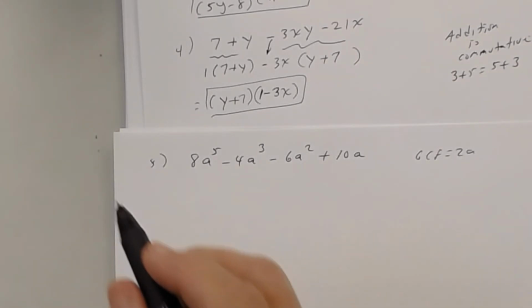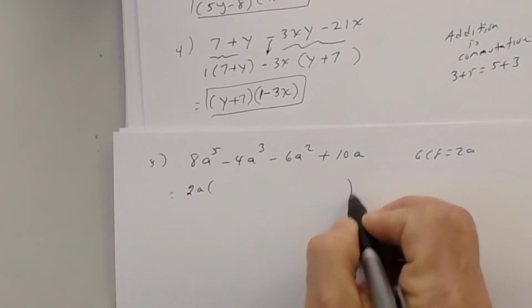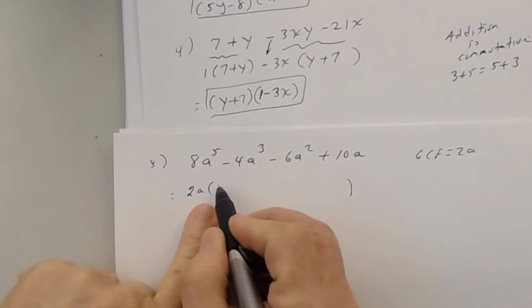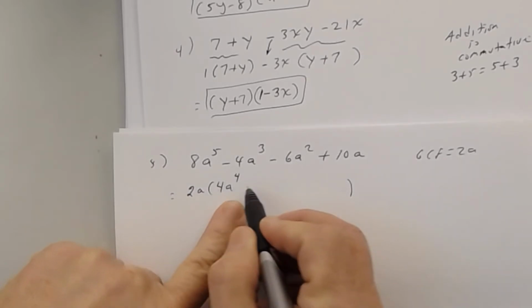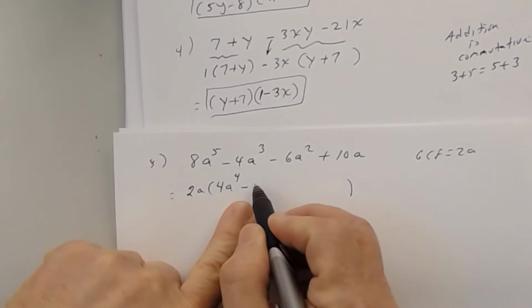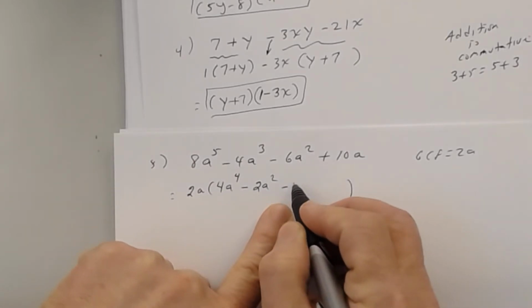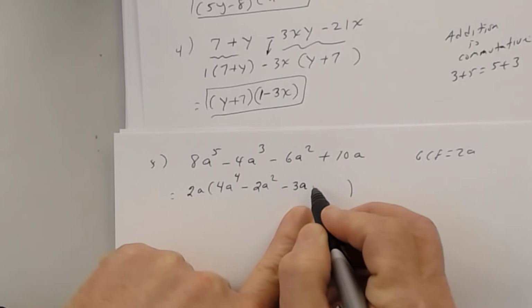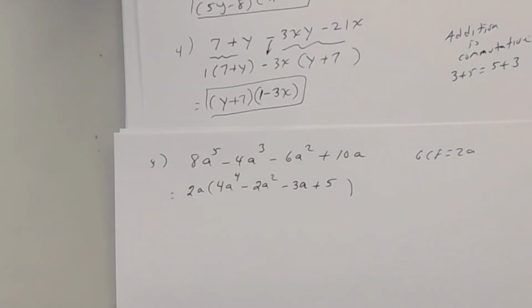Okay, so far I have this. I have 2a times what? What goes in here? 4a to the 4th minus 2a squared minus 3a plus 5. Y'all agree? Okay, so far that's what I have.